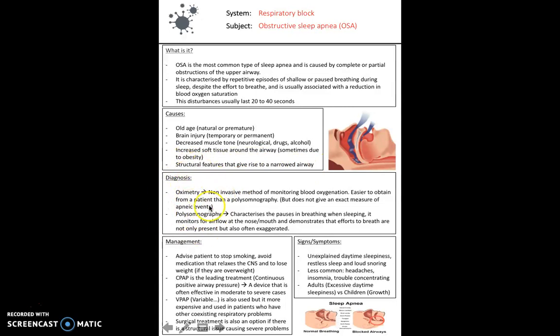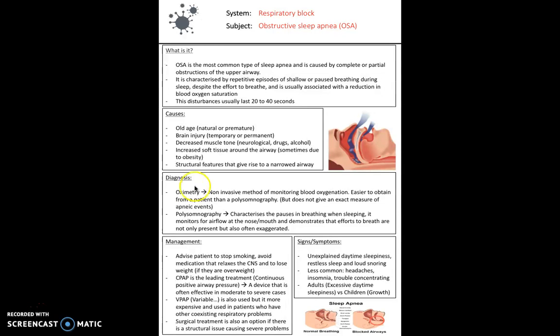In terms of diagnosis, they tend to use oximetry or polysomnography. Polysomnography is probably a better way of looking at it because it allows you to characterize the pauses in breathing when sleeping. But oximetry is useful in itself because if the airway becomes blocked, you're going to have less oxygen inside your body. So if you're measuring the oximetry, the levels of oxygen are going to fall when you're having these periods of sleep apnea.